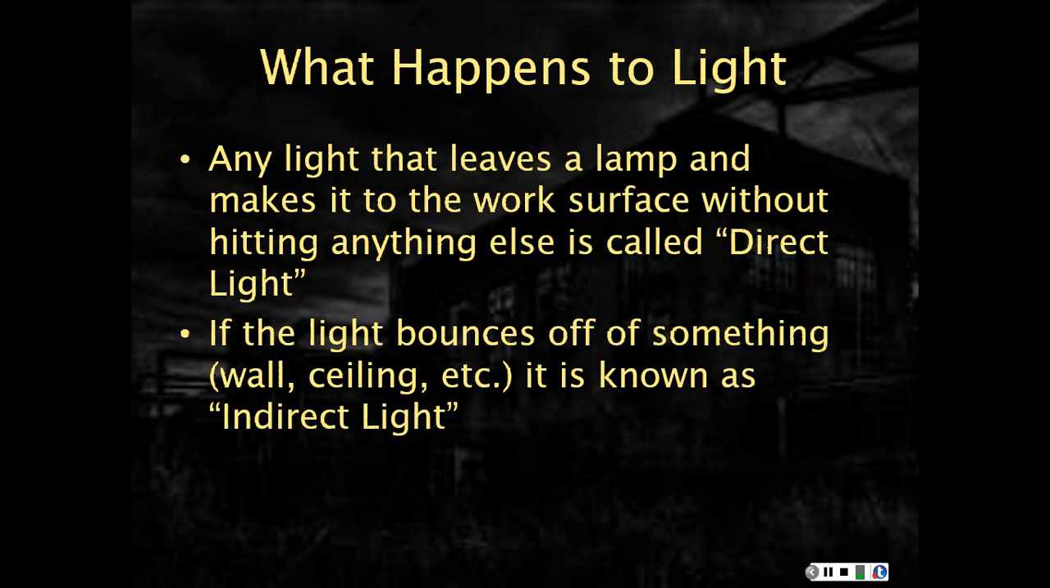So, any light that leaves a lamp and makes it to the work surface without hitting anything else is called direct lighting. So if it goes straight from a lamp to our work surface, it's known as direct lighting. If the light bounces off something first, such as a wall, ceiling, or another object, it's known as indirect lighting. It's actually being reflected to get there.